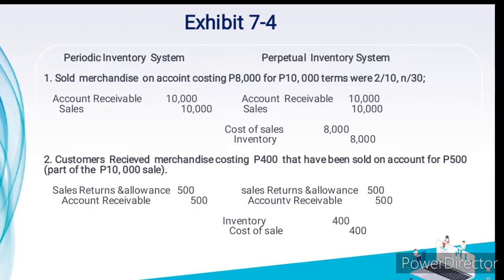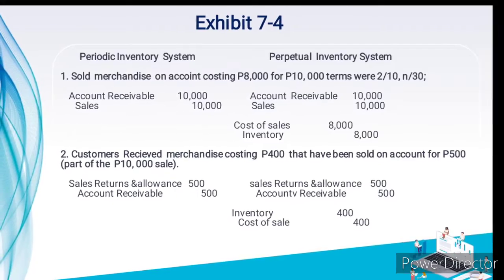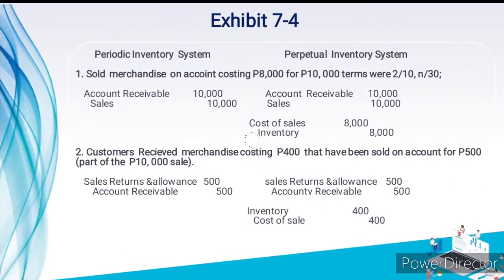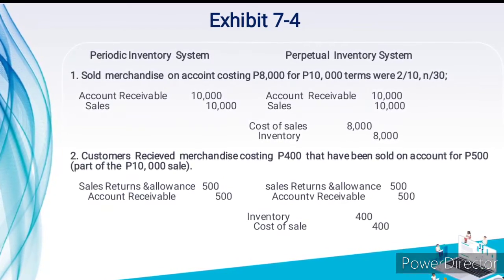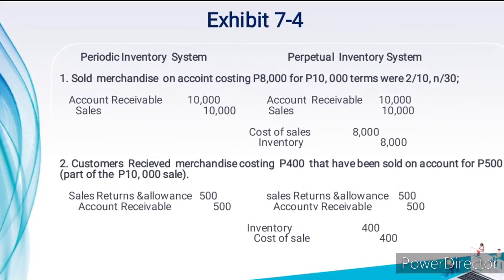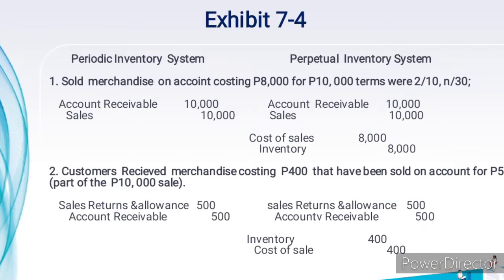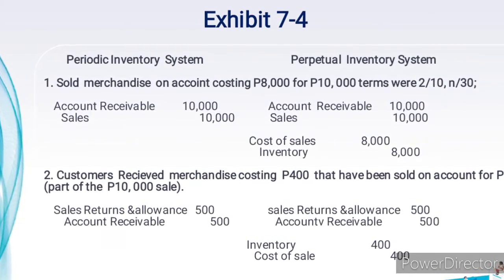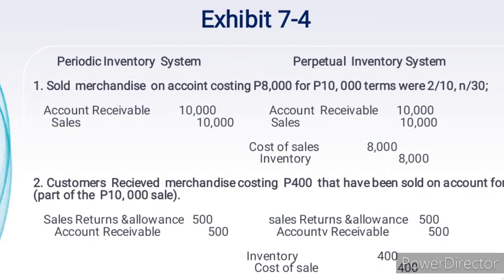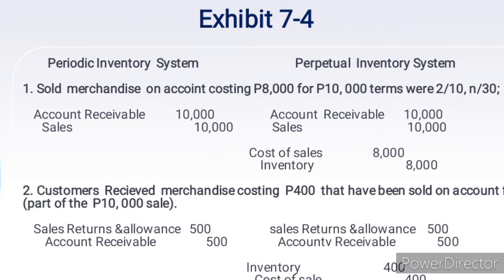For number 1, we sold merchandise on account costing 8,000 pesos for 10,000, terms 2/10, n/30. Accounts receivable is debited in the periodic inventory system amounting to 10,000 and credited sales of 10,000. On the other hand, in perpetual inventory system, accounts receivable is debited and sales is credited, also amounting to 10,000, and the cost of sales is 8,000 and inventory is 8,000.